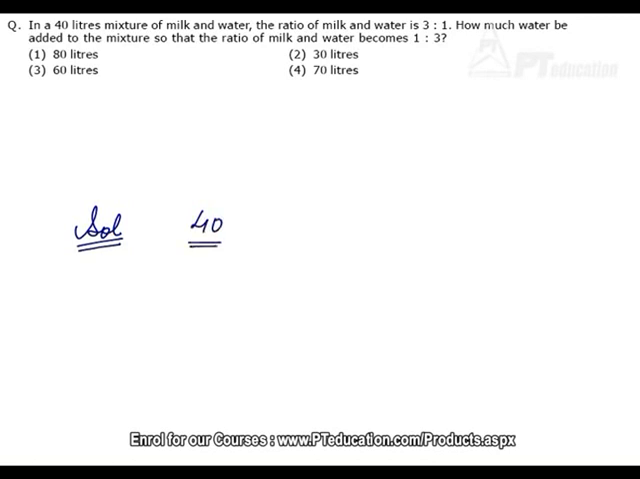Initially, we have a 40 liter mixture of milk and water, and the ratio of milk to water is 3:1. So out of 40, it is obvious that milk will be 30 liters and water will be 10 liters, because 30 plus 10 is equal to 40. How much water should be added to the mixture? So we are asked, let us say X liters of water.